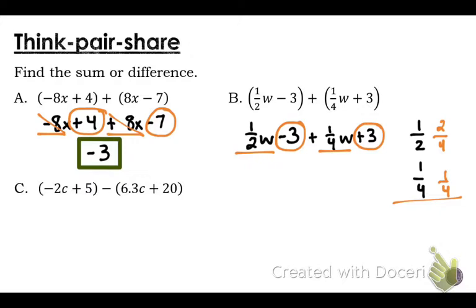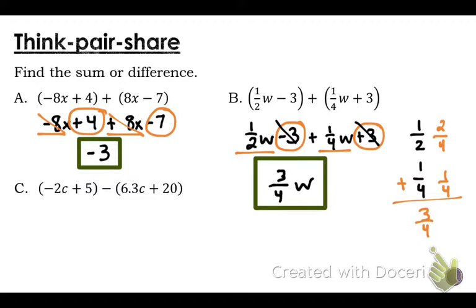Let's add those together, guys. What's 2/4 plus 1/4? 3/4. And what family is that in? The W family. So now we are going to write over here 3/4 W. Now I need to move on to my constants. What is -3 plus 3? 0. Okay, so should I put plus 0? No. Show me. You can cancel those out, and your final answer is just 3/4 W. Okay, moving on to the next one.